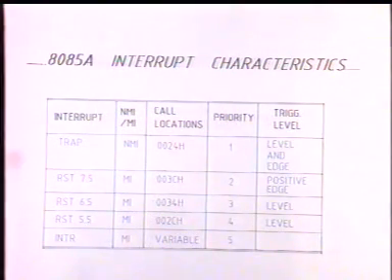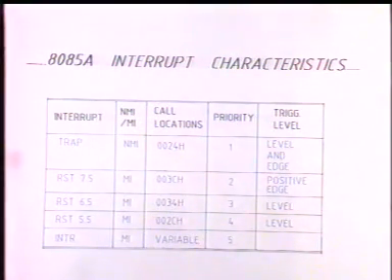Similarly, for RST 7.5 you have another vector, location 003C. So these are called vector addresses, or unique addresses. Whenever a TRAP comes, it has to go to that unique location. So it is the responsibility of the programmer to define a set of instructions at that particular location. If the program is not kept in that location, then the TRAP, though it is acknowledged, will not do the job you expect it to do.